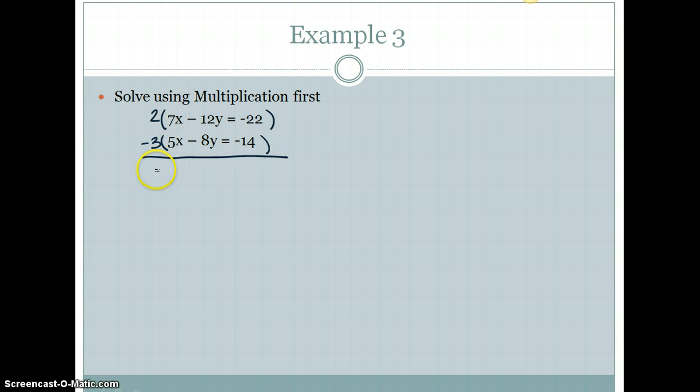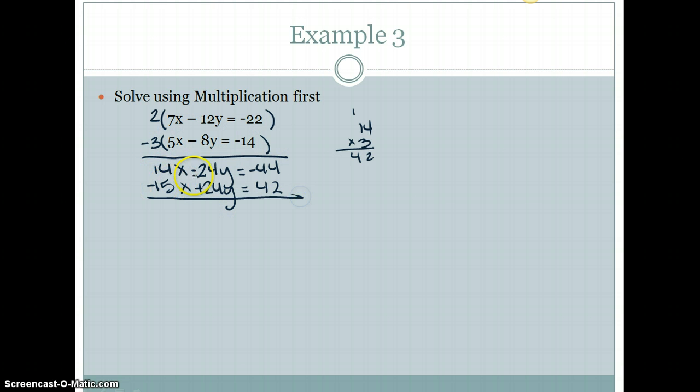So 2 times 7 is 14x. 2 times 12 is negative 24y. 2 times 22 is equal to negative 44. 3 times 5 is negative 15x. 3 times negative 8 is plus 24y. And then 3 times 14 is 42. And it'll be positive because a negative times a negative makes a positive.